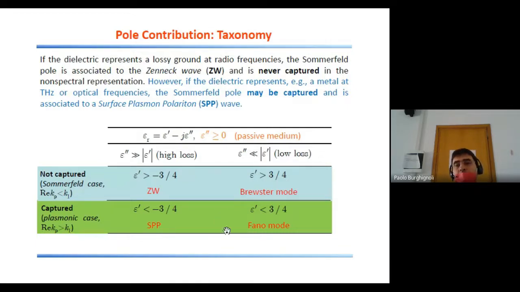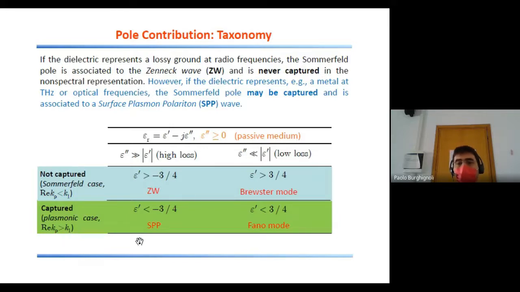There is also a fourth possibility in which the pole is again captured, but the medium is very low lossy, and that case could be classified separately. It is always the Sommerfeld pole. However, depending on the kind of involved media, we can call it a different wave. So basically, the Zenneck wave is exactly the same kind of wave as the surface plasmon polariton wave. Okay, they simply refer to different kinds of media. In one case, the pole is not captured for the Zenneck wave. In the plasmonic case, it is captured.